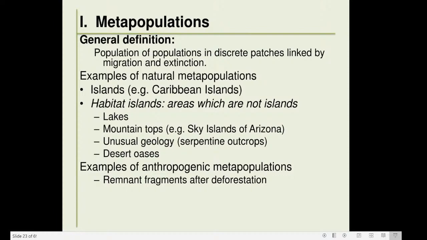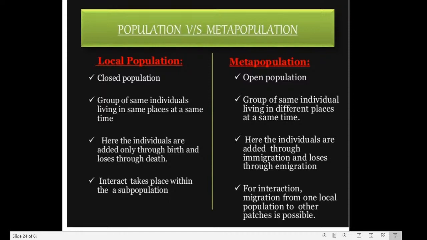This is the comparison between the normal population and the metapopulation. The normal population is a closed one and the metapopulation is an open population. In a normal population, the same individuals are in the same place, but in the metapopulation, the same individuals live in different places at the same time. In the normal population, individuals are added only through birth and lost through death. Here, individuals are added through immigration and lost through emigration.